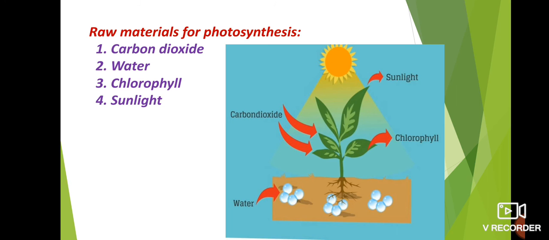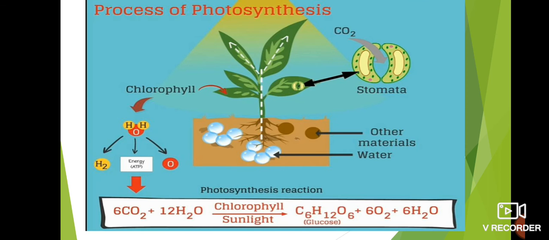Next, what are the materials required for photosynthesis? These are the raw materials for photosynthesis. First one is carbon dioxide that is present in the atmosphere. Next, water that is present in the soil. Next, chlorophyll that is present in the chloroplasts in leaves. Next one is sunlight. First one is carbon dioxide, water, chlorophyll and sunlight. These are the raw materials for photosynthesis.